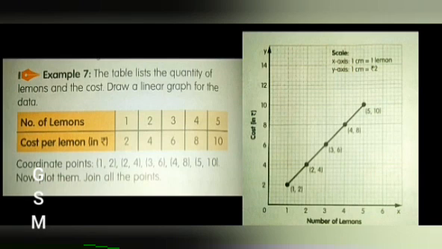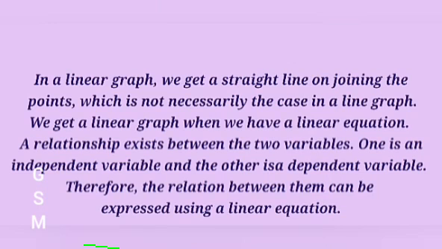Next, let us see an example. The table lists the quantity of lemons and the cost. Draw a linear graph for the data. First, plot all the coordinate points, then join all the points. After that, we get a linear graph. In a linear graph, we get a straight line on joining the points, which is not necessarily the case in a line graph. We get a linear graph when we have a linear equation.